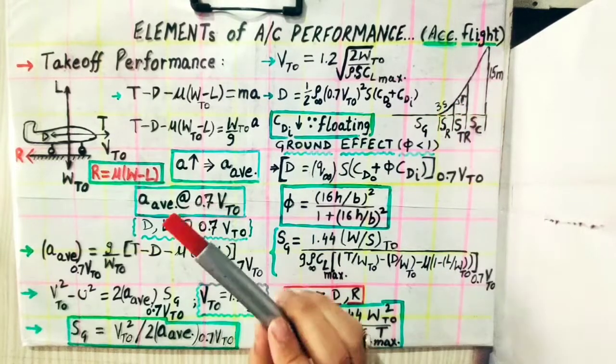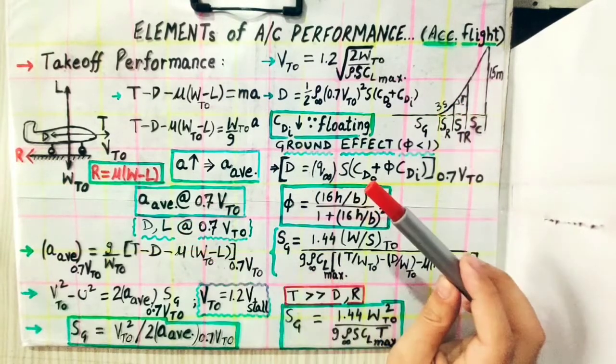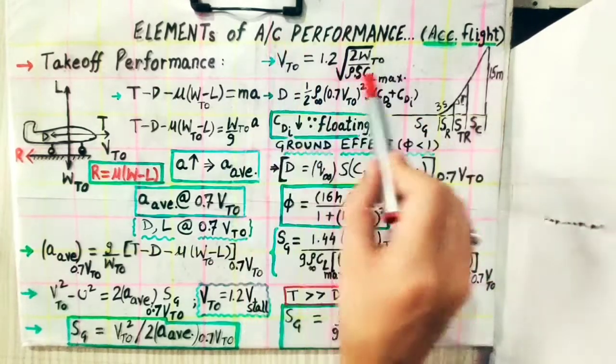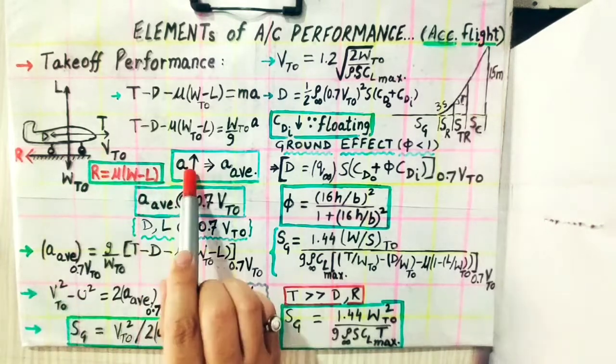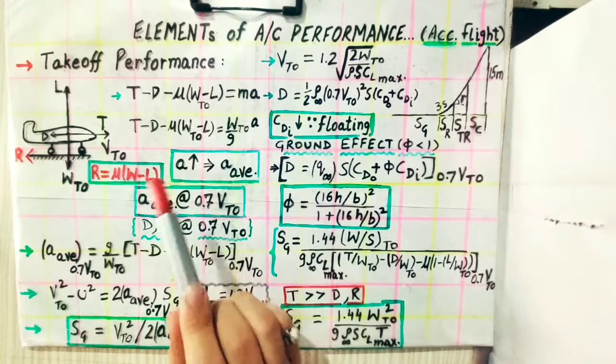When the aircraft is taking off, it will have a velocity which is v takeoff, which is actually 1.2 times the stall velocity, okay. So basically it has increased by 20% of the stall velocity. The takeoff velocity is a 20% increase in the stall velocity, and we have taken 70% of this takeoff velocity, okay. At that 70% of the takeoff velocity, we are taking the average of this acceleration, and then we are applying the equation of motion, okay.